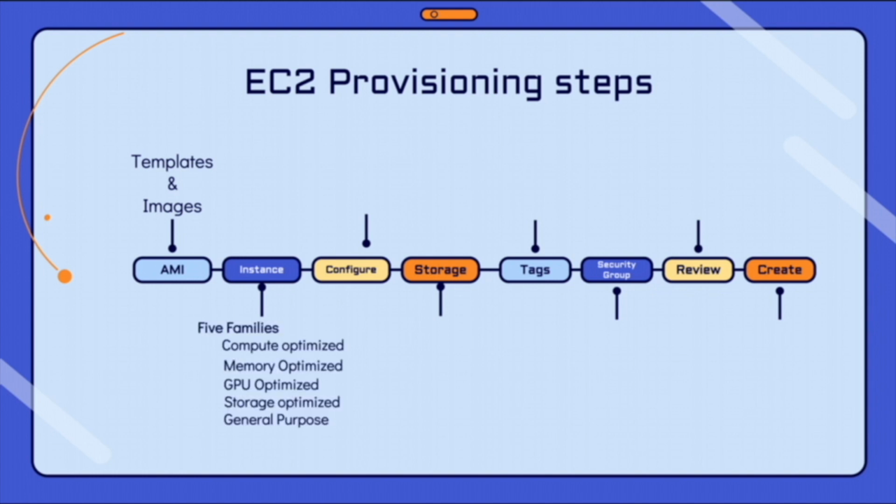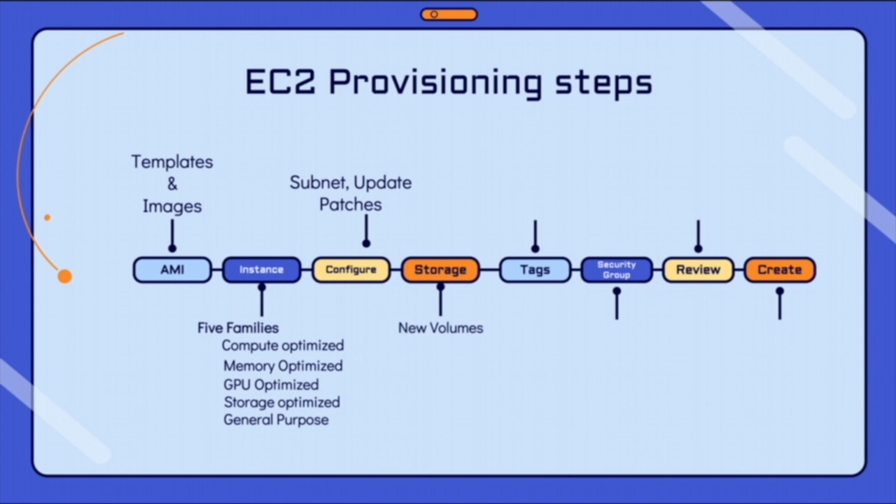Second, you can choose your instance type. EC2 instances are classified into 5 main families and you can choose any one of them. First is compute optimized, which is for heavy compute workloads. Memory optimized is for in-memory cache. GPU optimized is for gaming and other extensive purposes. Storage optimized is for when you need more storage, and the rest fall under the category of general purpose.